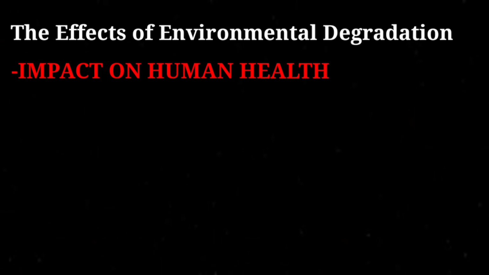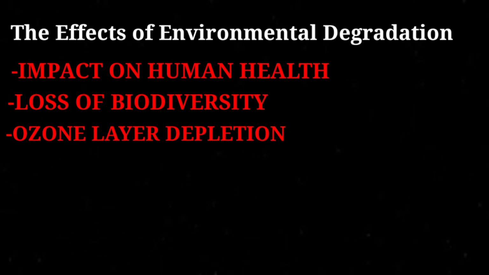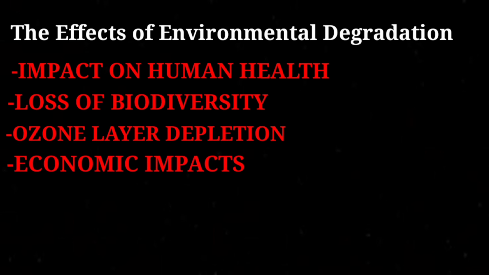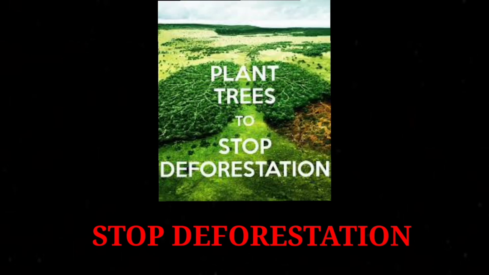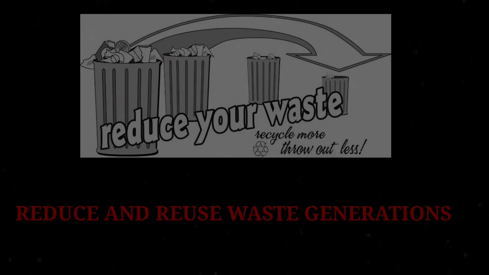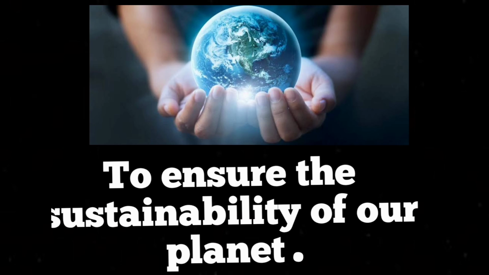The effects of environmental degradation. First, impact on human health. Second, loss of biodiversity. Third, ozone layer depletion. Fourth is economic impact. Solutions to environmental degradation. Preventing and stopping the causes of environmental degradation is the best thing we can do, like stopping deforestation, government regulations, reusing and reducing waste generation, and education to ensure the sustainability of our planet.